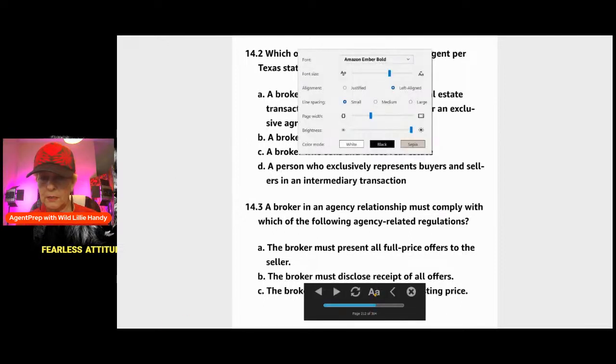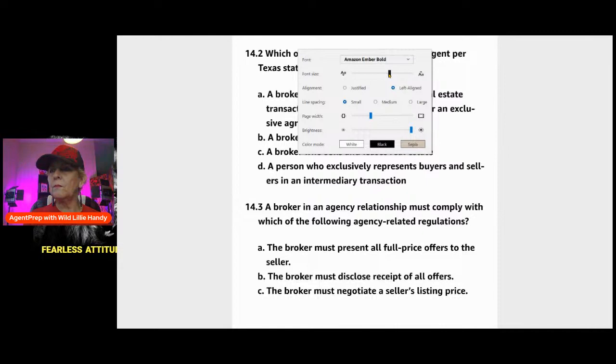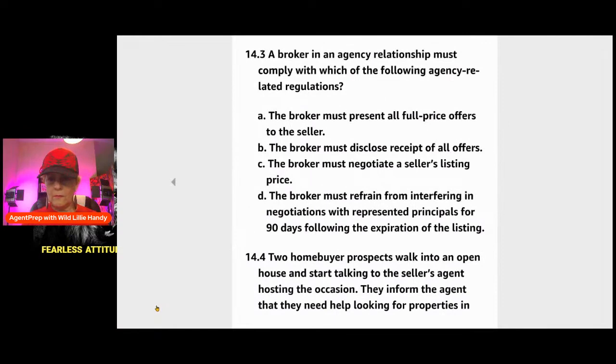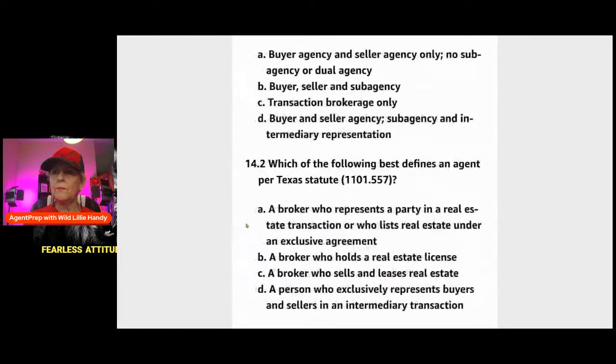Let's see. Cindy, you had C, but you changed it, so that's good. Okay, you initially had B, a broker who holds a real estate license. No, what defines an agent? Remember, we have real estate agents, okay? But a broker has to hold an agent license. So which one is the best definition?